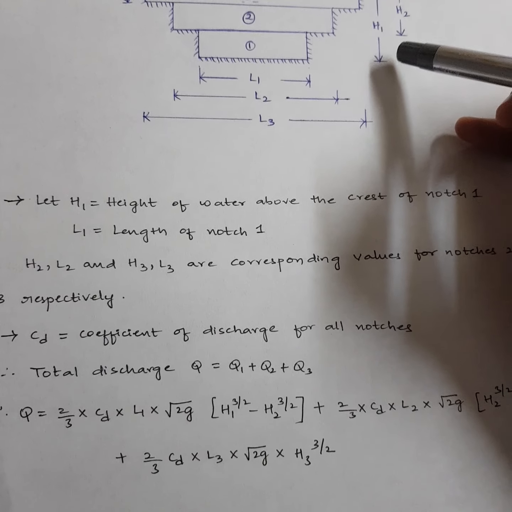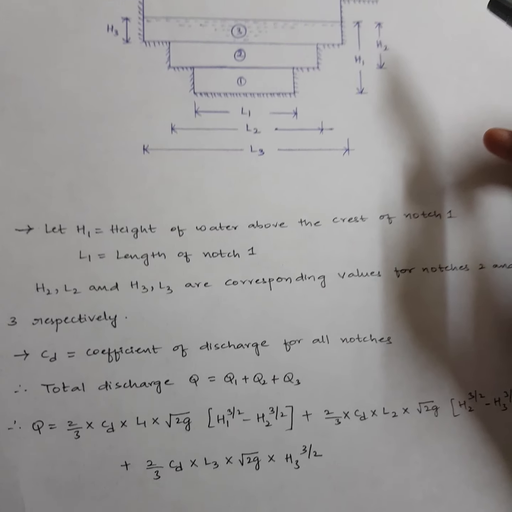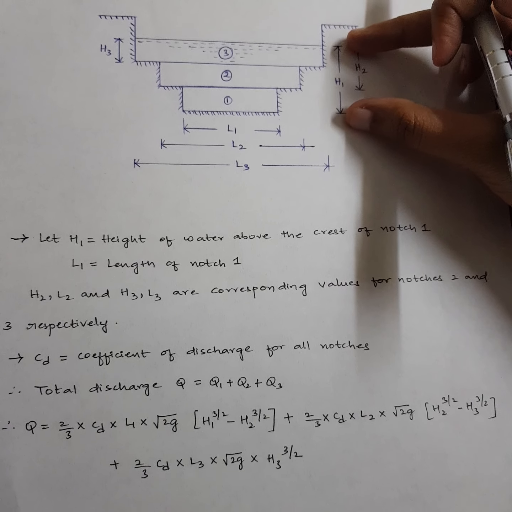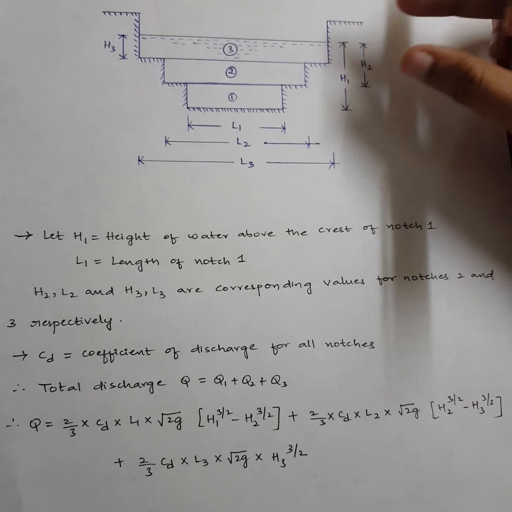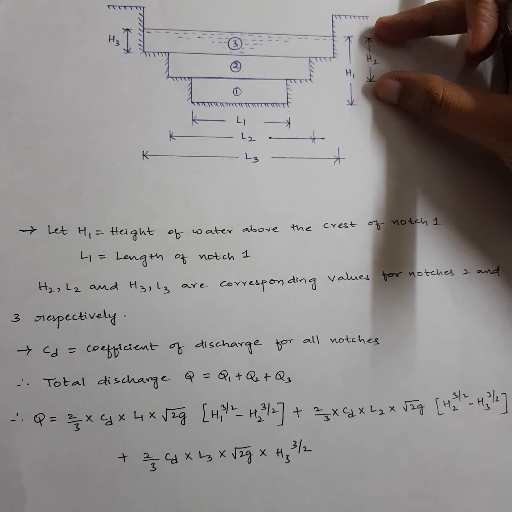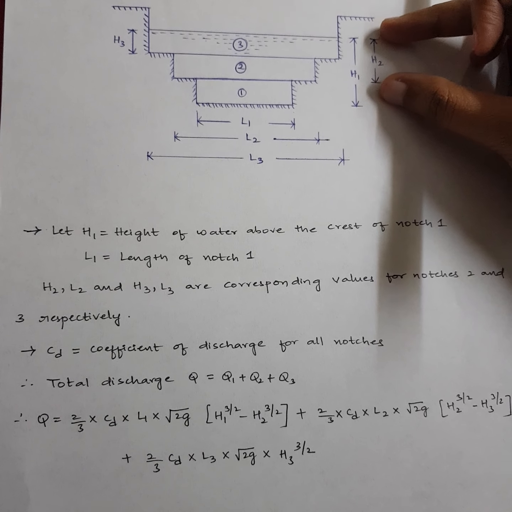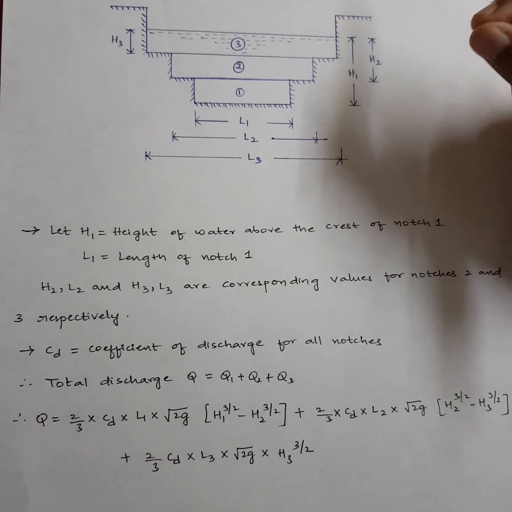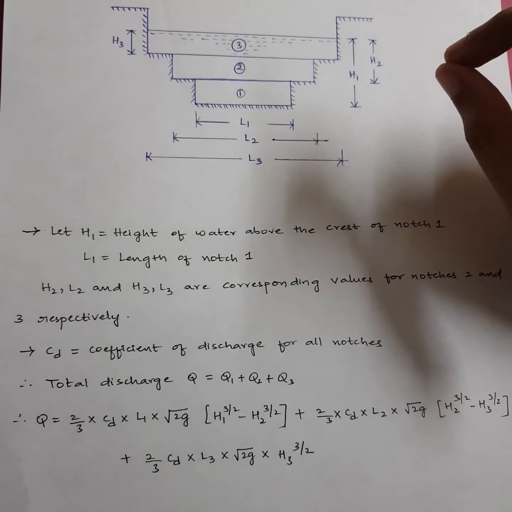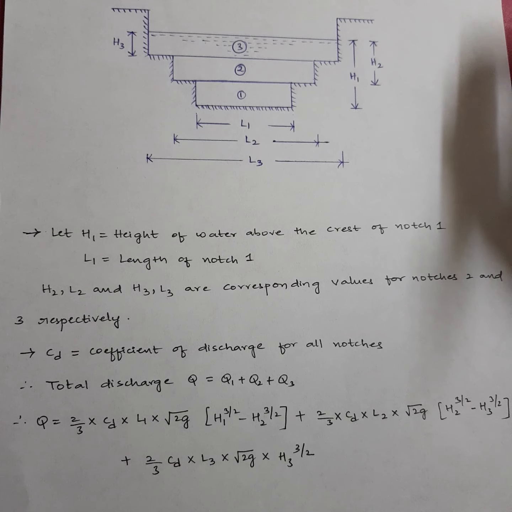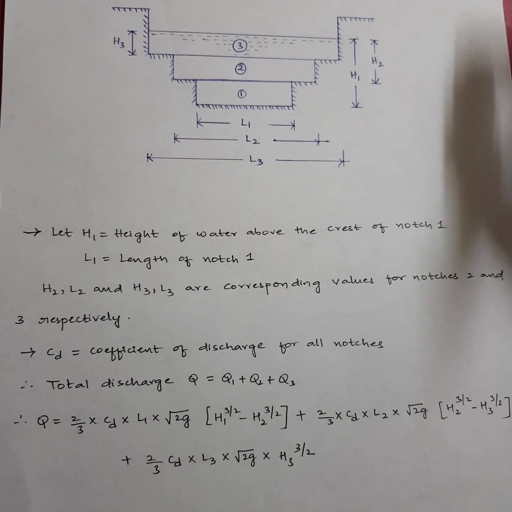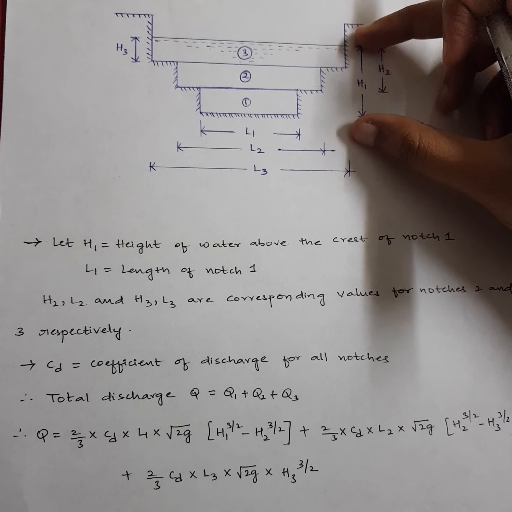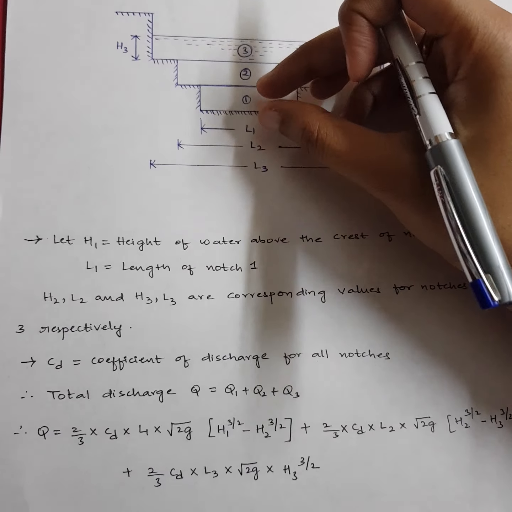So when you are writing the expression for discharge Q1, you must write H1^(3/2) minus H2^(3/2). Why? Because H1^(3/2) minus H2^(3/2) will be the effective height in the rectangular notch 1. We shouldn't write directly H1^(3/2). We must write H1^(3/2) minus H2^(3/2). From this total height, if you remove this height, you will be left with only this height.